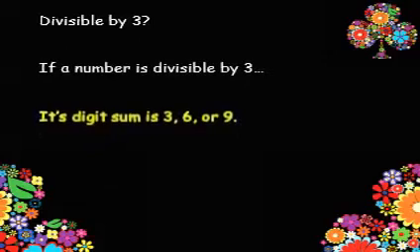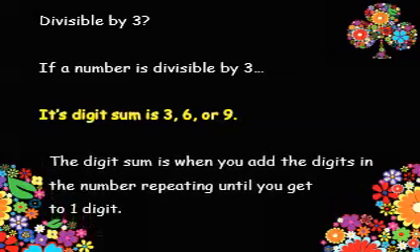Well, in order to know that a number is divisible by 3, what you have to do is to add the digits of the number. If the digit sum is 3, 6, or 9, then this number belongs to the multiplication table of 3. As a rule, the digit sum is when you add the digits in the number, repeating the process until you get only one digit.